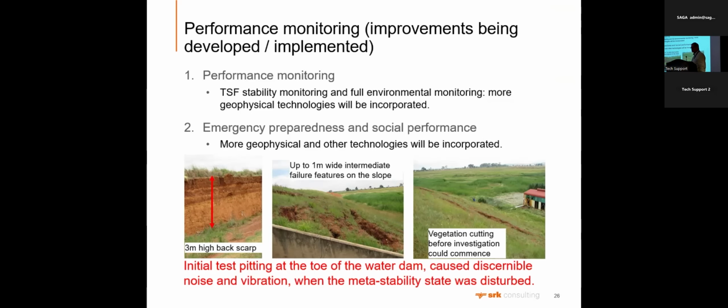And then probably the $1 trillion question on this slide is, how will geophysics and other technologies help us to give us advance warning of when things will go wrong? And that's my story. Thanks, Adrian.